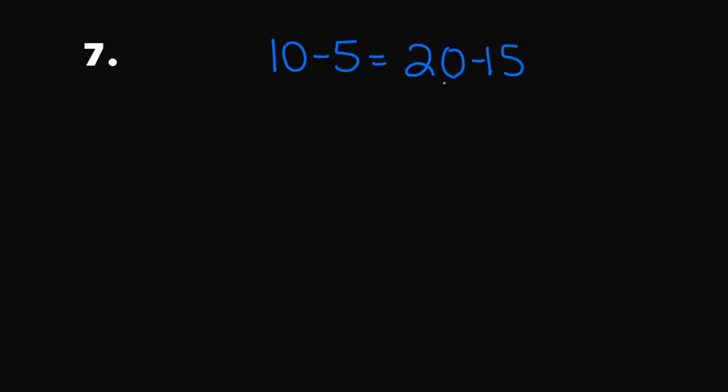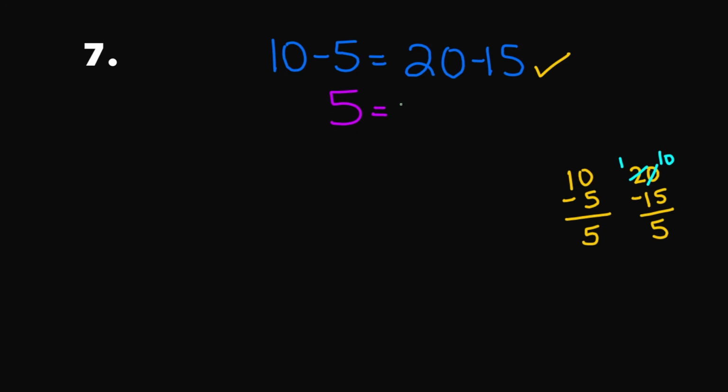10 minus 5 equals 20 minus 15. Is this true or false? This is true. Yes, because if you have 10 minus 5, this is going to equal 5. And if you have 20 minus 15, this is also going to equal 5 because 0 minus 5 is going to give you a negative number. So you're going to borrow from this 2. This 2 is going to become a 1. This 0 here is going to become a 10. So you have 10 minus 5, that's going to give you 5. And then 1 minus 1 is 0. So 10 minus 5 is 5, and 20 minus 15 is also 5. So 5 equals 5 is true.